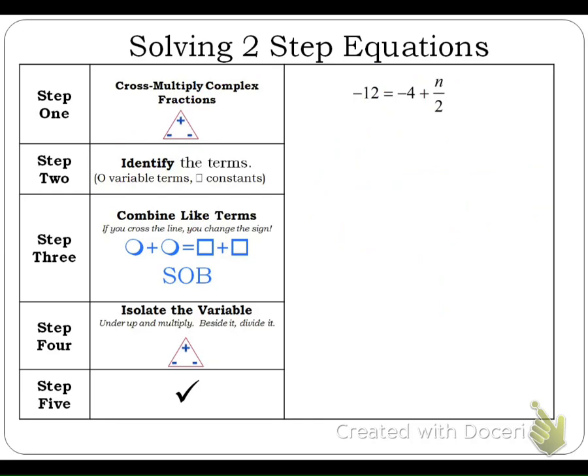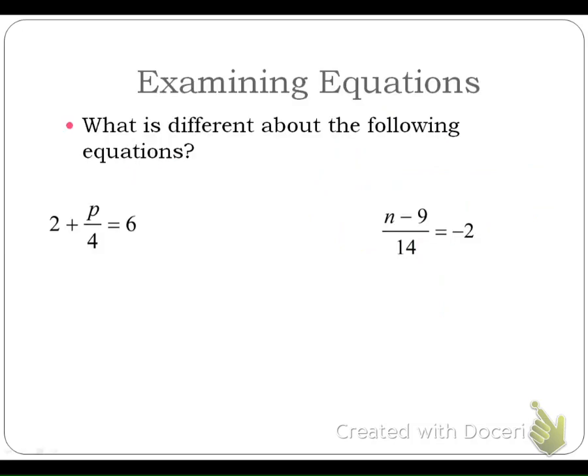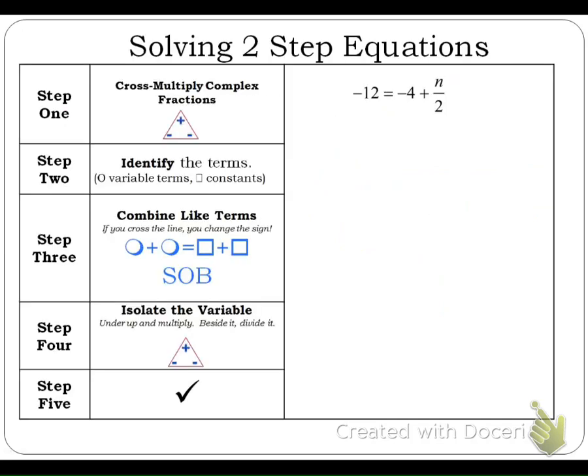Alright, do we have any complex fractions here? No, we do not. Remember, a complex fraction has more than one term on the numerator or the denominator of the fraction. We're going to get to one here in just a few minutes, but right now let's solve this one. We don't have any complex fractions, so you skip step 1. Step 2, identify your terms. So did you identify that as a constant term, a constant, and a variable term?